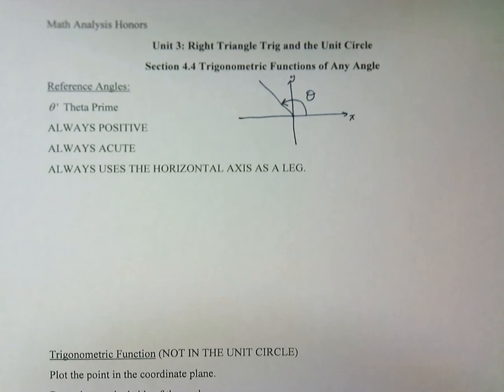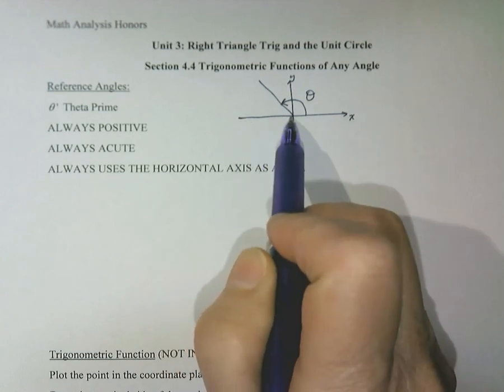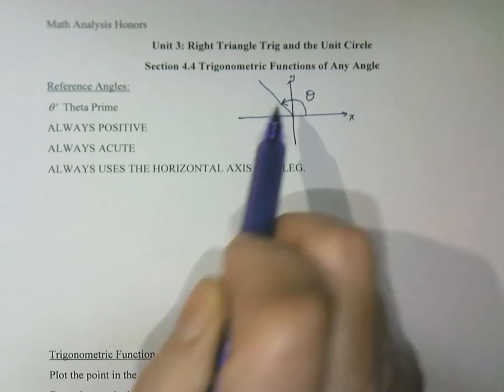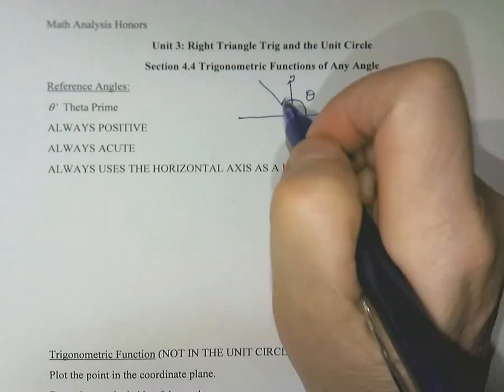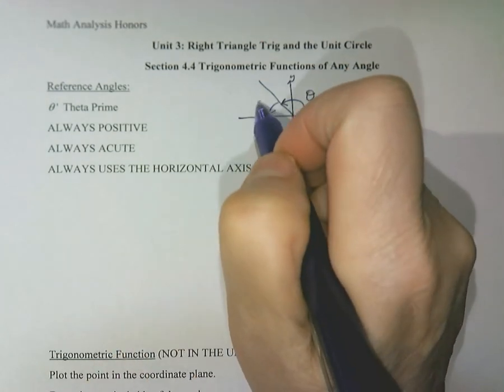The way I think of this is I always want to go the positive direction, but making sure that I get to the closest x-axis. My x-axis is along here, and it's along here. This is closer to this terminal side than this one. So I draw a positive angle, and I label that theta prime.